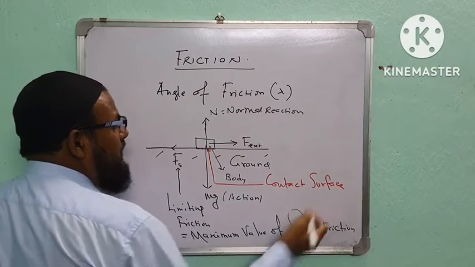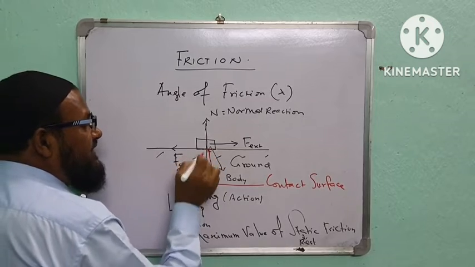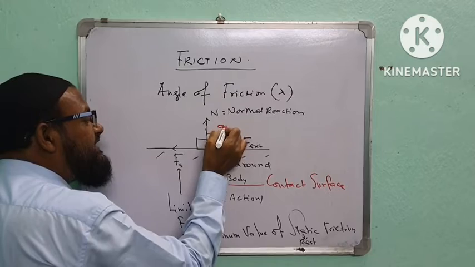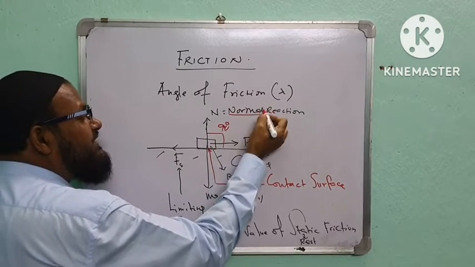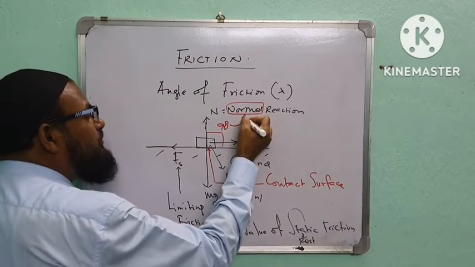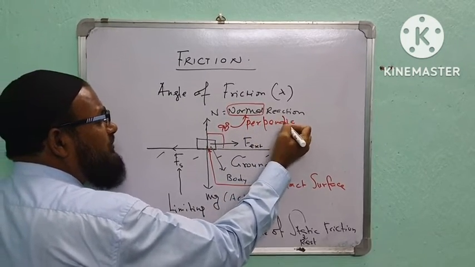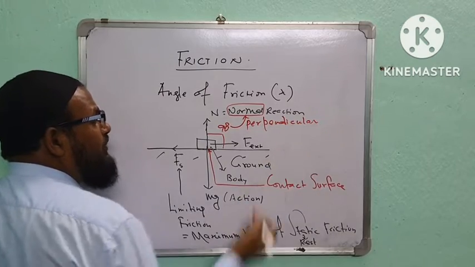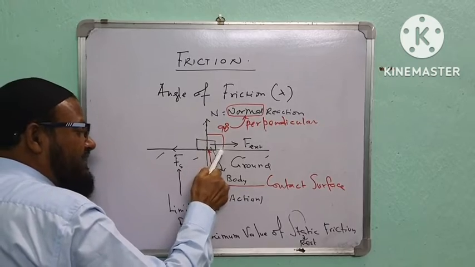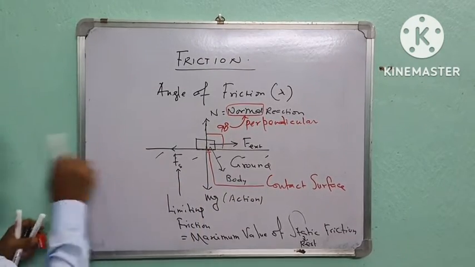On the contact surface, the normal reaction makes an angle of 90 degrees. This normal is not the opposite of abnormal. This normal means perpendicular. Perpendicular means this force makes an angle of 90 degrees with the contact surface. This is the frictional force.